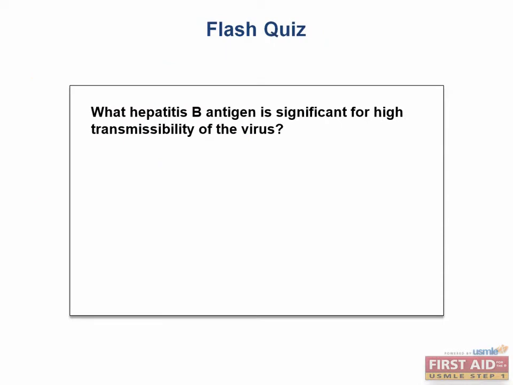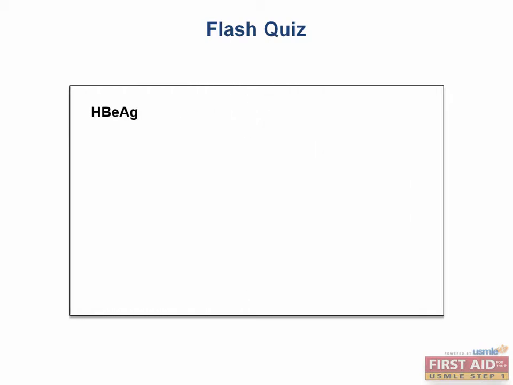Now time for a flash quiz. What hepatitis B antigen is significant for high transmissibility of the virus? That would be hepatitis B E antigen. Remember, the E antigen stands for excited hepatitis virus. It is excited and is highly replicating and therefore is highly infectious.